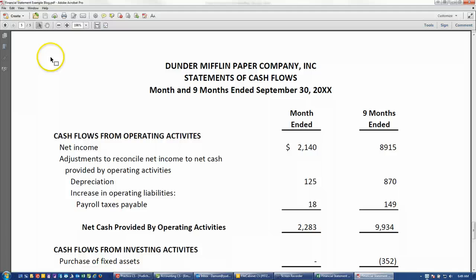And the final financial statement we're going to talk about is the statement of cash flows. Now, statement of cash flows, I think, is one of the most important financial statements out there. It tends to be one of the statements that is one of the most misunderstood.